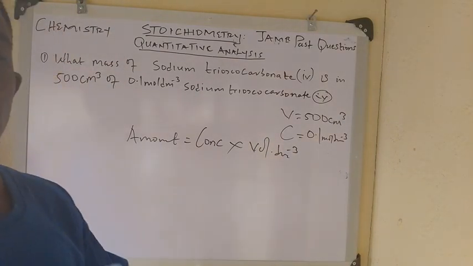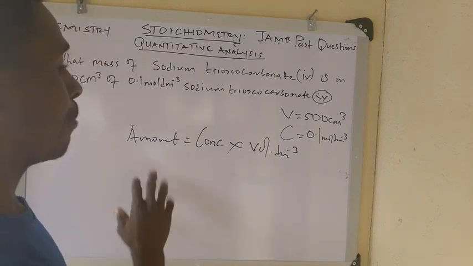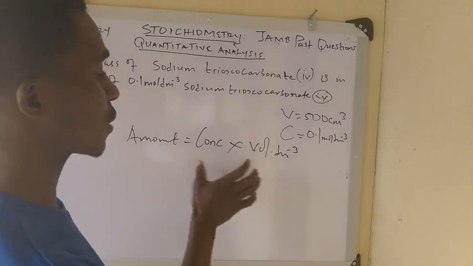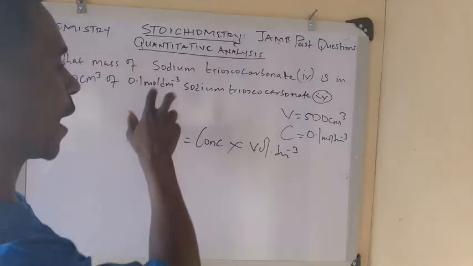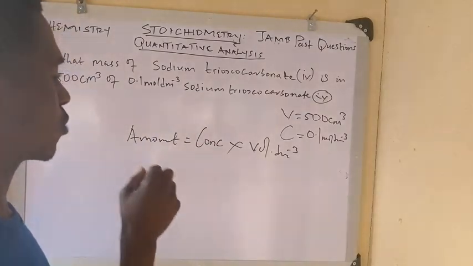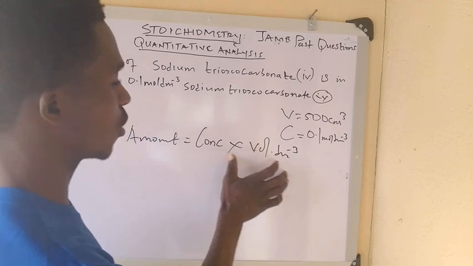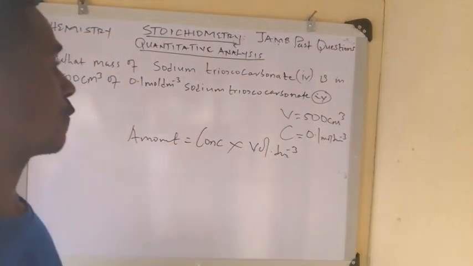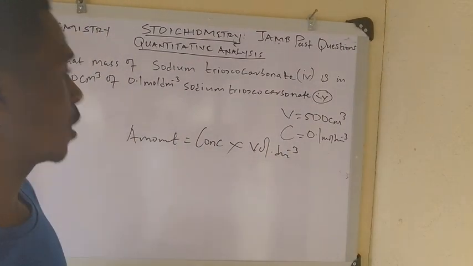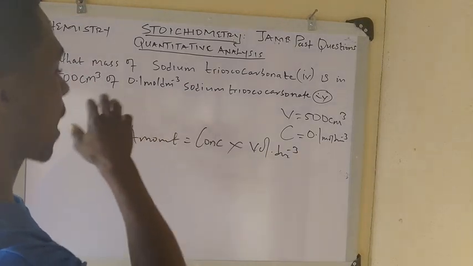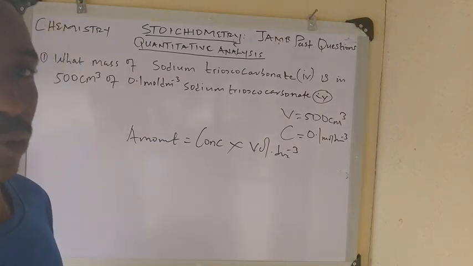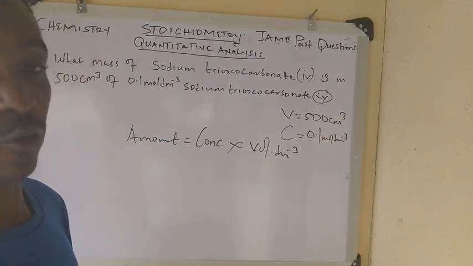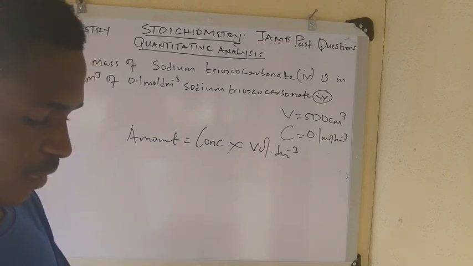The last formula says that amount is equal to concentration times volume. So you see, we can go ahead to use this very formula. Amount is equal to concentration times volume. The first step here is to get our amount. Since we have concentration and volume, we can use this formula to calculate our amount. Then from there, we'll proceed by calculating our mass.